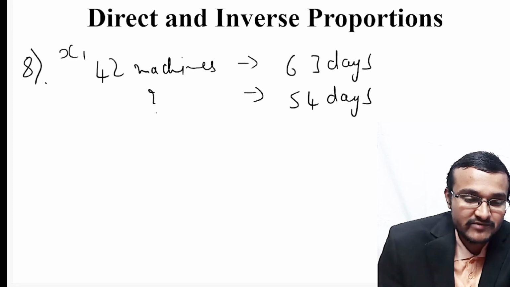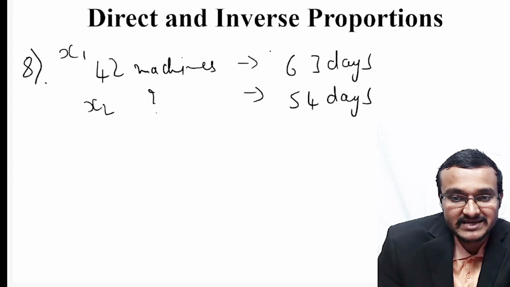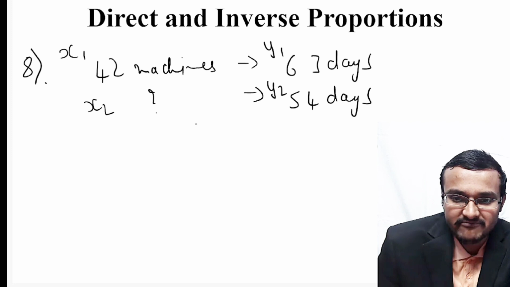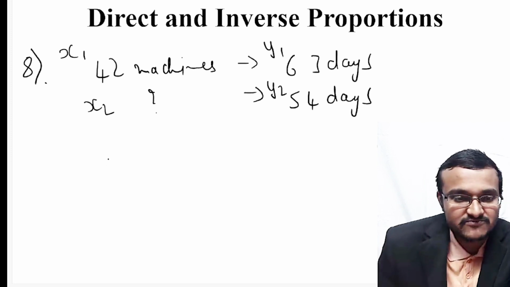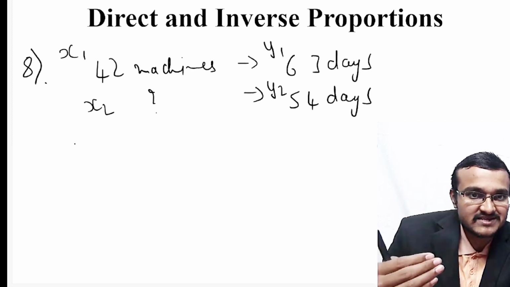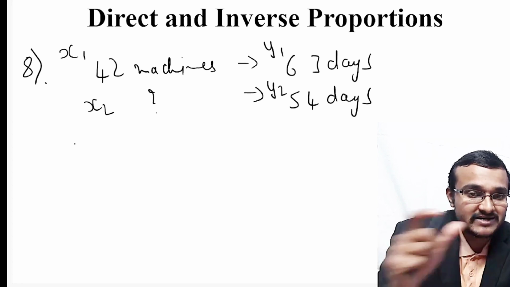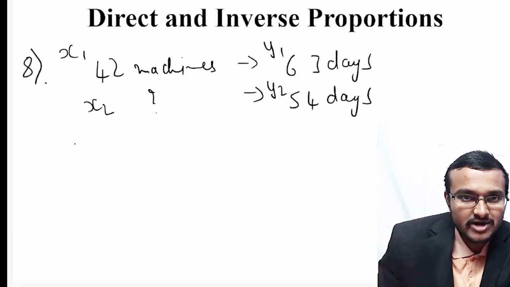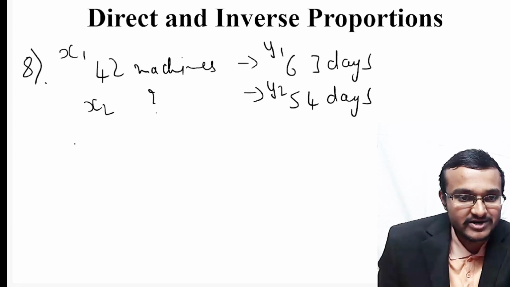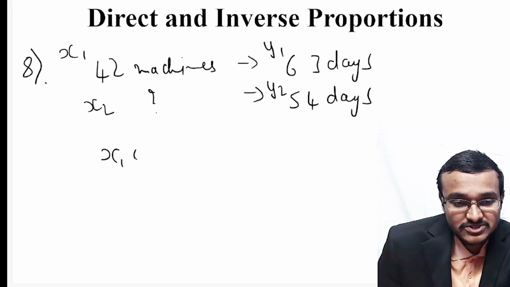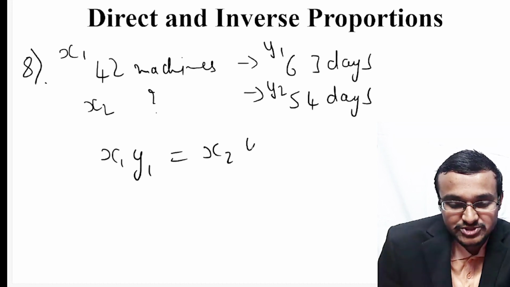You should find out how many machines they actually require. So here 42 will be x1, the question mark will be x2, 63 will be y1 and 54 will be y2. Now you should calculate x2. Here also it is inversely proportional, because as machines increase, the number of days taken to complete a particular task or to print a particular number of articles will go on reducing. So this is also inversely proportional. So x1 y1 will be equal to x2 y2. So we have to find x2.